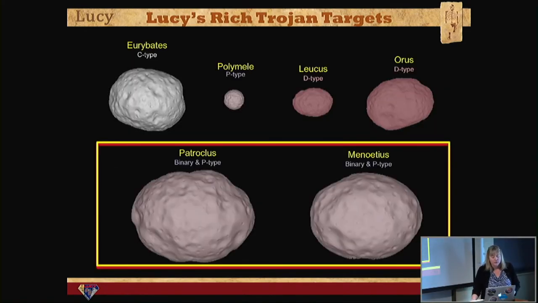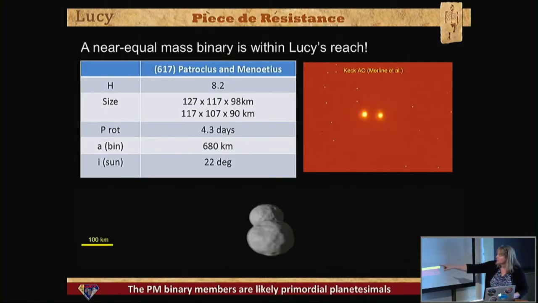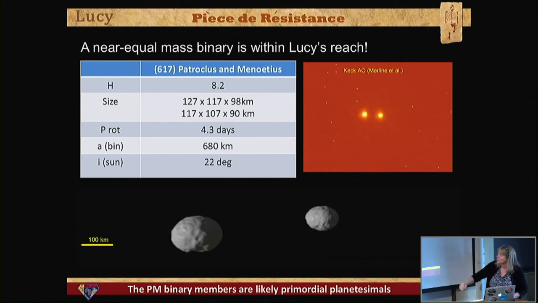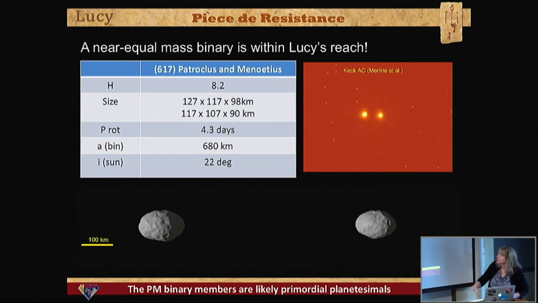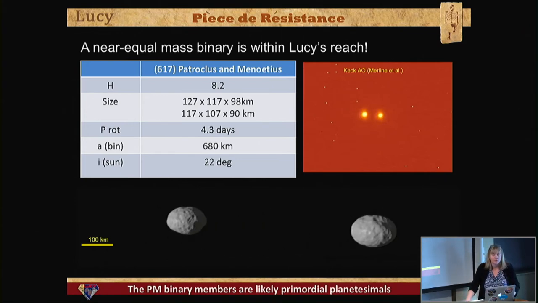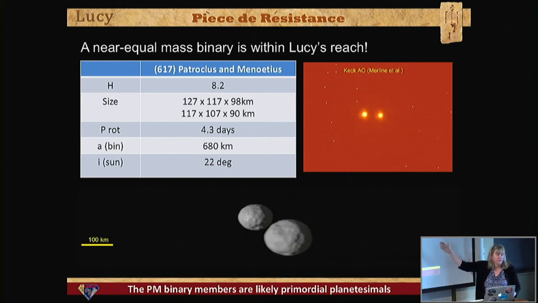And then I also want to tell you about Patroclus and Menoetius. These are two of our targets. These are some of the largest Trojan asteroids, and this is a binary pair. So this is an artist's conception down here in the bottom, but it's to scale with the objects and their relative distances that they orbit each other. And then at the top there, you see a Keck AO observation of them. And so this is basically the best image we have of them to date.